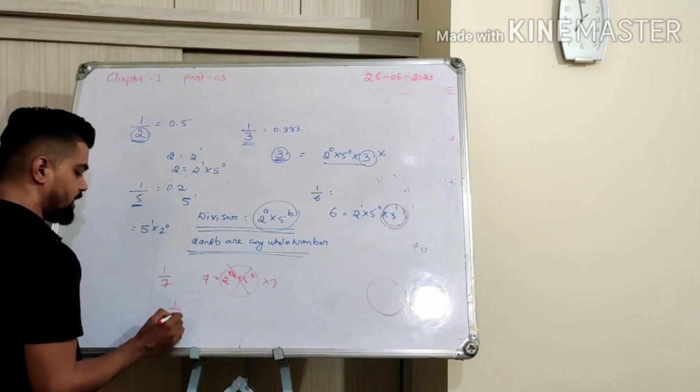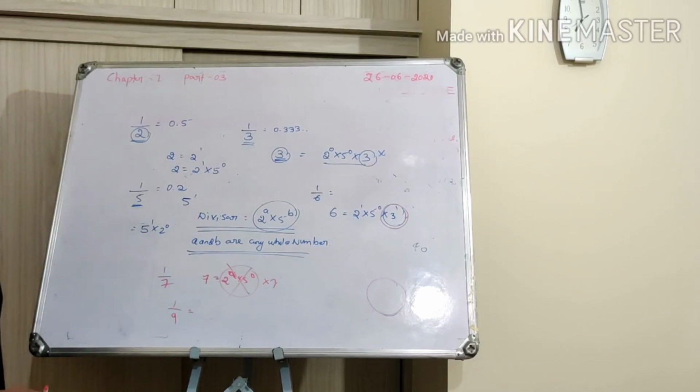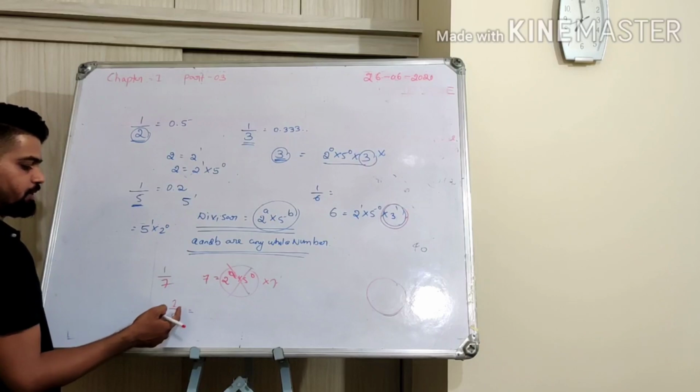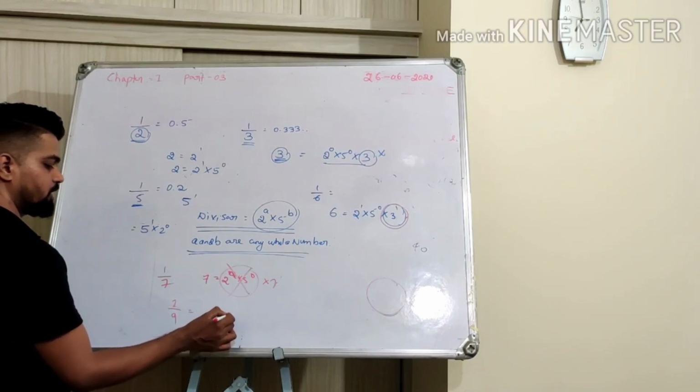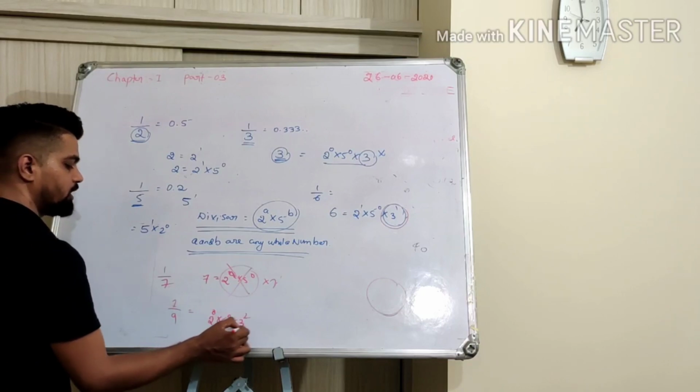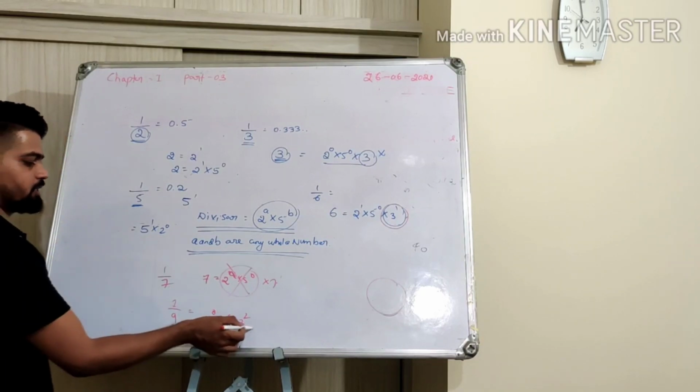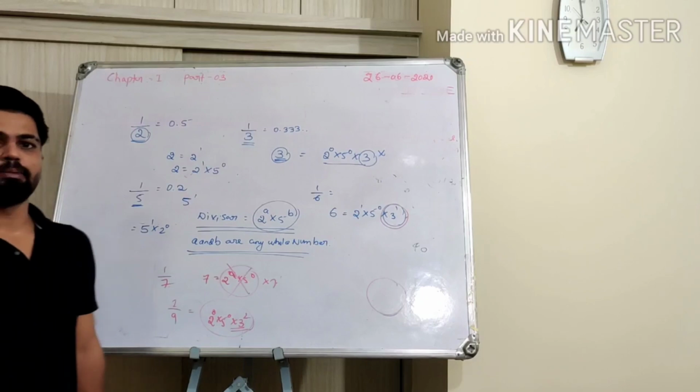Now 1 by 9, can you tell me? 9 cannot be written in terms of 2 power 0, 5 power 0, I can say, but 3 square is there. So that is the reason this is not going to be a terminating number.